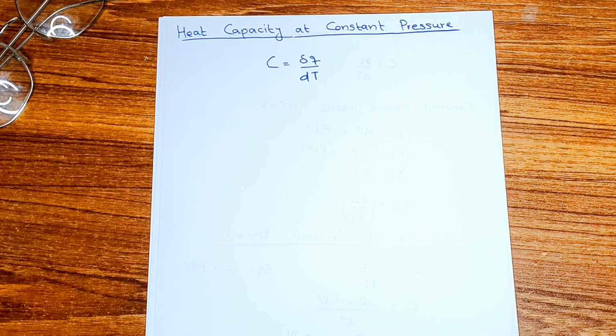So in this video I am going to explain the heat capacity at constant pressure. So first of all, you know the formula for heat capacity. C is equal to change in heat divided by change in temperature.